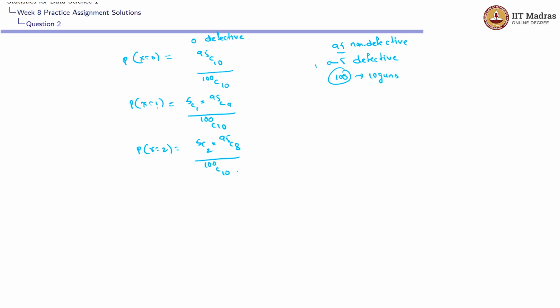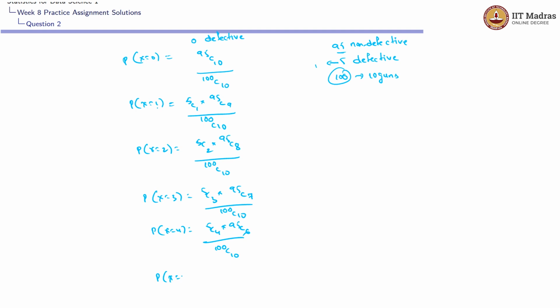100C10. The denominator will be the same because the total possible ways would be 100C10 itself. Similarly, P of x equals 3 would be 5C3 into 95C7 divided by 100C10. P of x equals 4 would be 5C4 into 95C6 divided by 100C10.